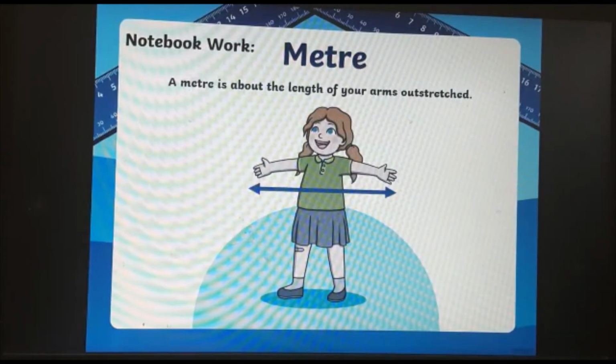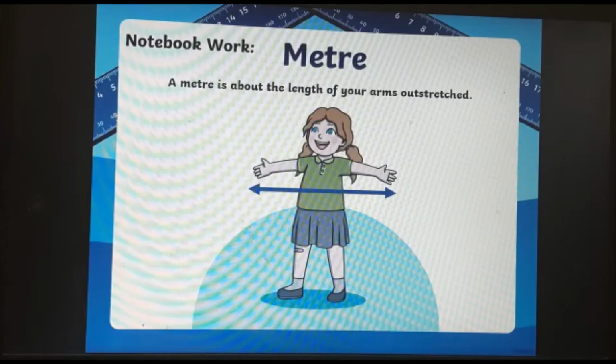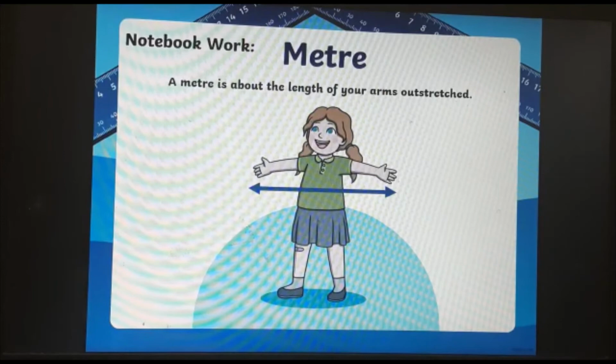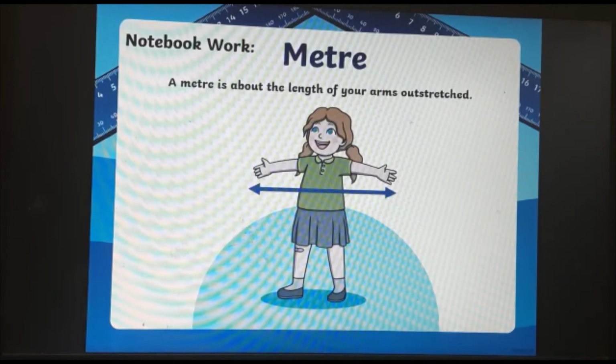Now, to keep it really simple, a meter is about the length of your arms outstretched. Of course, everybody has a different arm size, but this is about the length. That is why we are using the word about, because it's not exact. When you outstretch your arms really wide, the distance from the middle fingertip of one hand to the middle fingertip of the other hand is about the length of a meter.